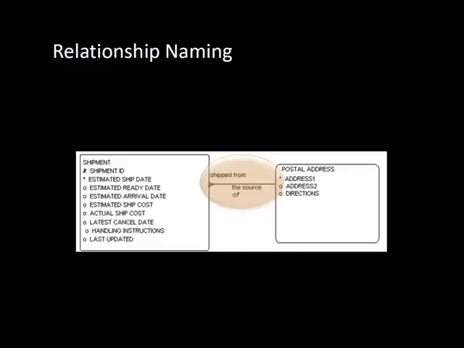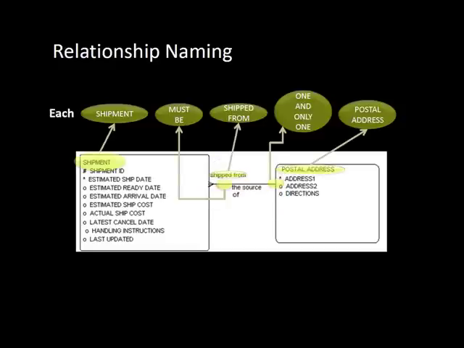Okay. Now we want to give the names in such a way that you can read the diagram like an English sentence. You can read the diagram like a proper English sentence, and that's what the naming convention really is. So given this relationship, the way you can read it is, I'm going to first read it in this direction, shipment to postal address. I can say each shipment, which is the name of the entity. So just put each, put the name of the first entity, then depending on the line, in this case, the line is solid. If it is solid, I say must be. If it is not solid, I say may be. So in this case, I know each shipment must be because of the solid line, and then I simply put the name of the relationship, ship from.